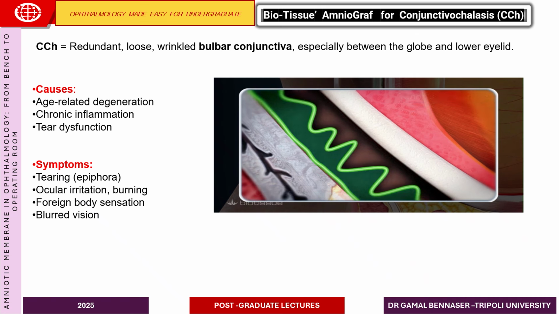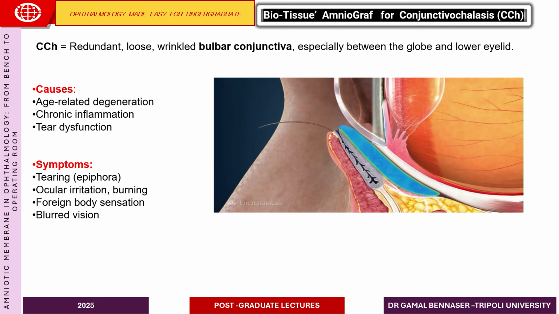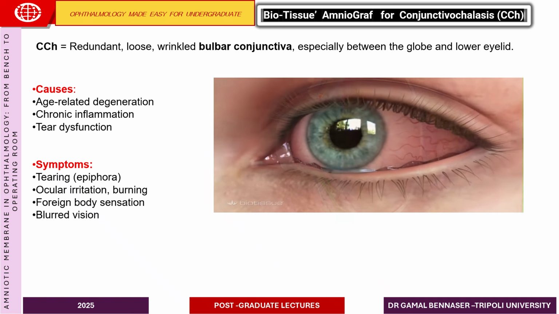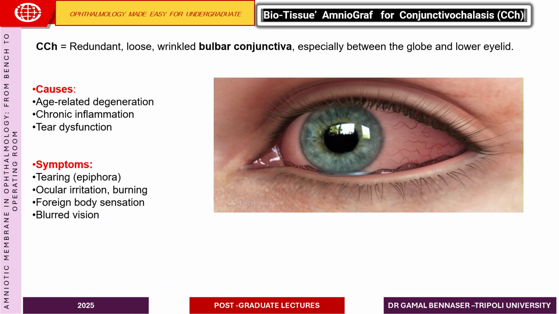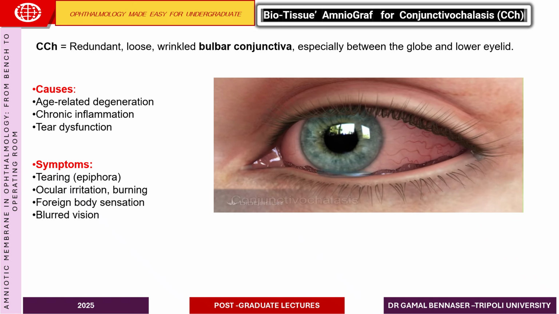And actually it is due to a redundant conjunctiva, so that it is eliminating the space between the lower lid and the globe, so that there will be no space for the tear film to stay. Usually the patient will present with tears, epiphora, and chronic irritation of the eye. And this is due to this redundant conjunctiva, and it is commonly missed.